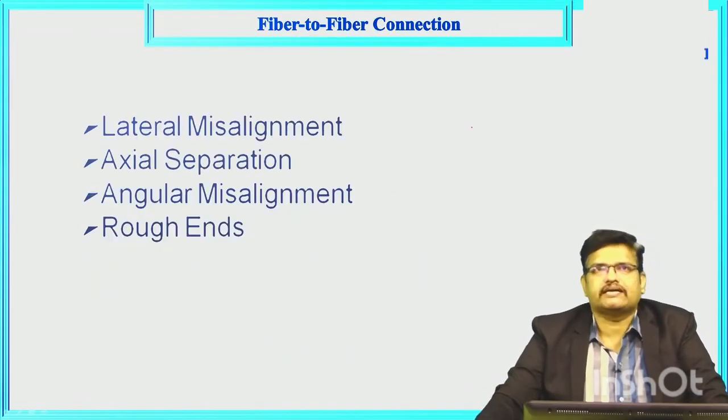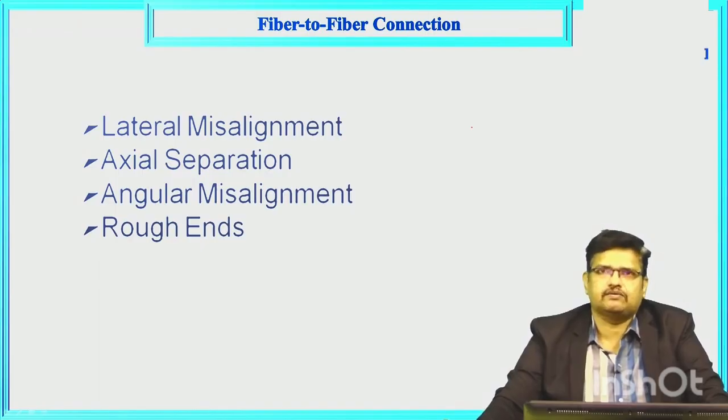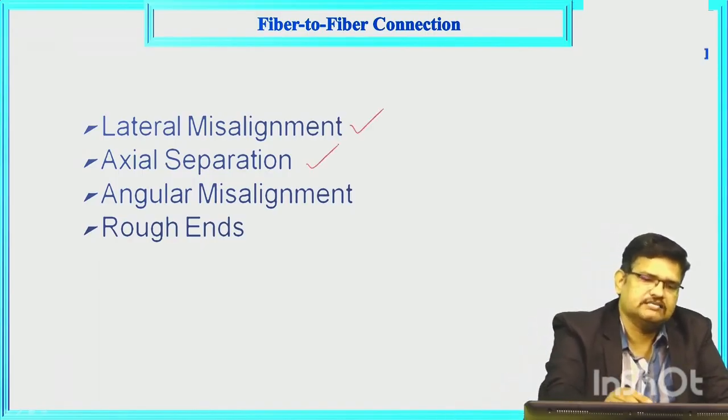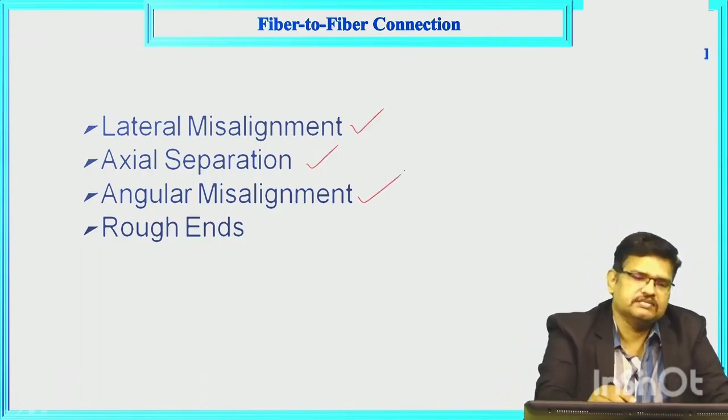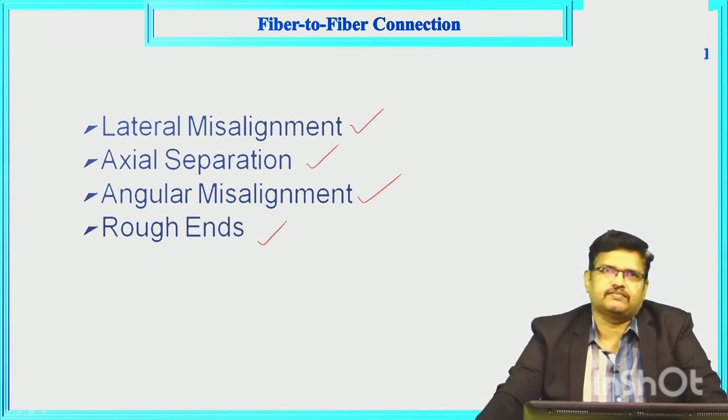Good. Next, fiber to fiber connection. Coming to fiber to fiber connections, we face four problems while connecting two fibers: lateral misalignment, axial separation, angular misalignment, and reflection. These are the problems we face while joining two fibers. Let us see them one by one.